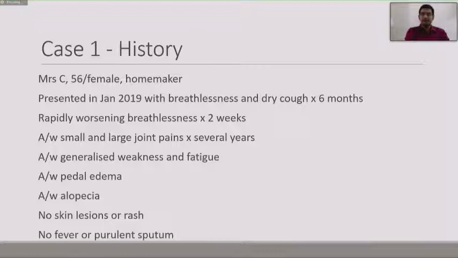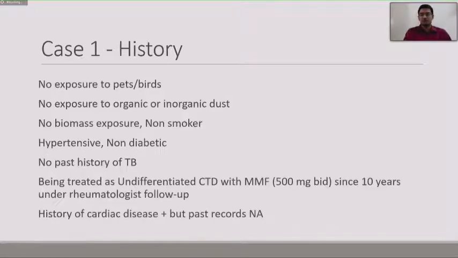along with pedal edema. She had a history of alopecia, but there were no skin lesions, and there was no history to suggest any infection when she presented to us. And as is routine in most ILDs, we went through the checklist. There was no exposure to any pets or birds, no exposure to organic or inorganic dust, no biomass exposure. She was hypertensive, not diabetic, no past history of TB, and she was diagnosed as a connective tissue disease. However, someone had labeled her as rheumatoid arthritis, some had labeled her as undifferentiated CTD. Initially, she had a history of methotrexate intake almost 10 years back, and since then she was on mycophenolate about 500 milligrams twice a day, and she was under irregular rheumatology follow-up.